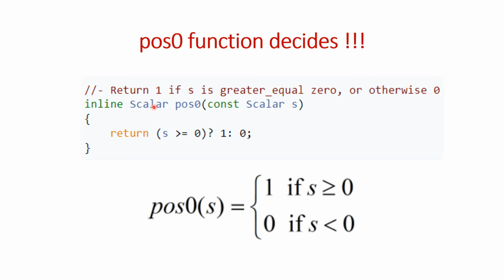So what is the PosZero function? Let us take a scalar, any scalar variable s, and if my s is greater than or equal to 0, then my function gives the value 1. If my s is less than 0, then the PosZero function will give the value 0. Okay, so this is the simple PosZero function, how it is defined in OpenFOAM.